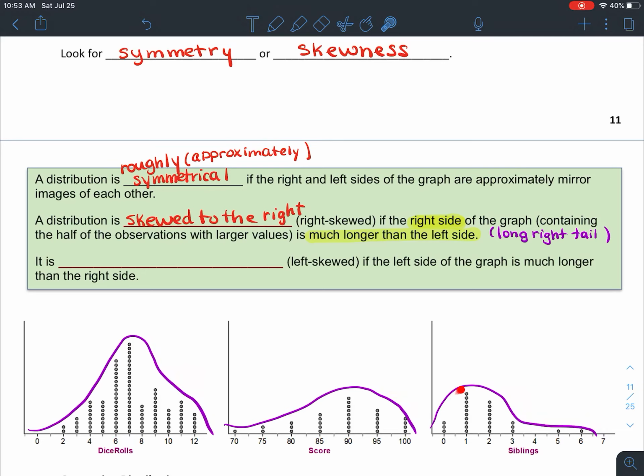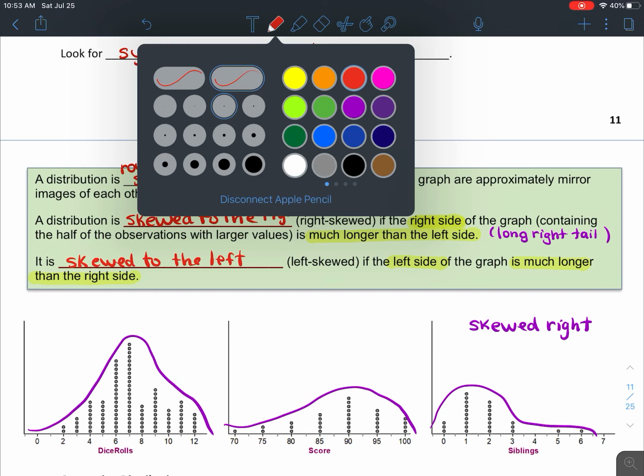So when you look at the curve, you can see here, this one, because I had to scoop this all the way around to include these dots over here, this has a long right tail. I'm going to call this one skewed right. And then obviously it's considered skewed to the left if the left side is much longer than the right side.